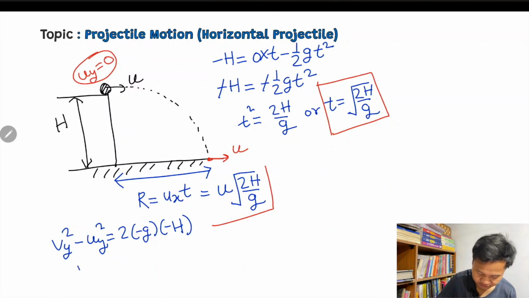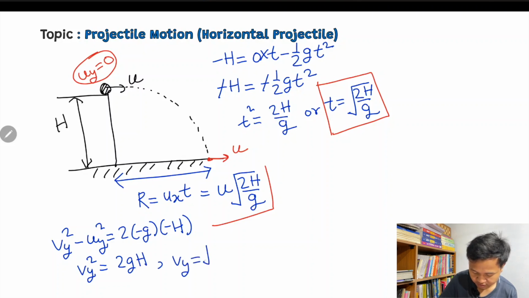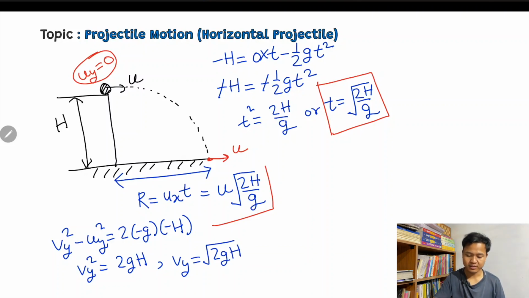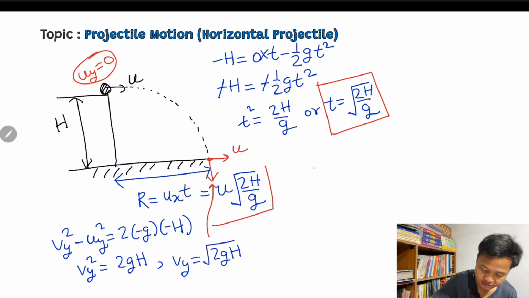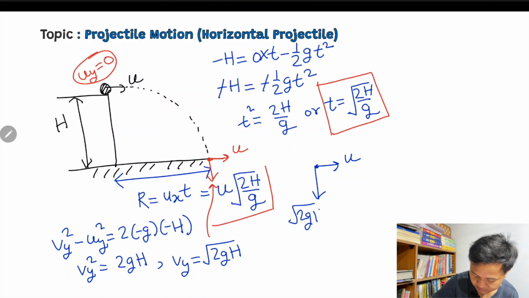So here how much is this? vy square, uy is 0. So this is equals to 2g into h, so vy is root over 2gh. Therefore downward you will have this value, root over 2gh. So when it hits the ground, along the horizontal you have u, along the vertical you have root over 2gh.